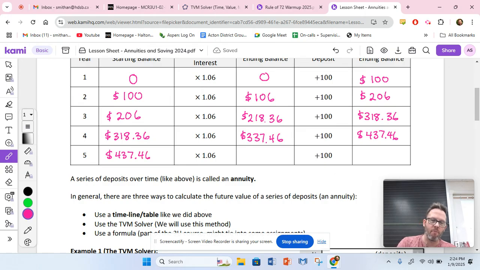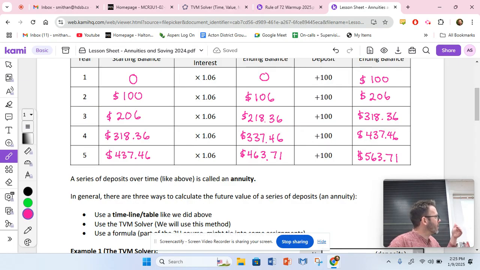And then one last time, we will multiply that by 1.06. $463.71. Thank you, Granny, for the $100. $563.71. I see people done. Did you guys get that too? Okay, perfect.